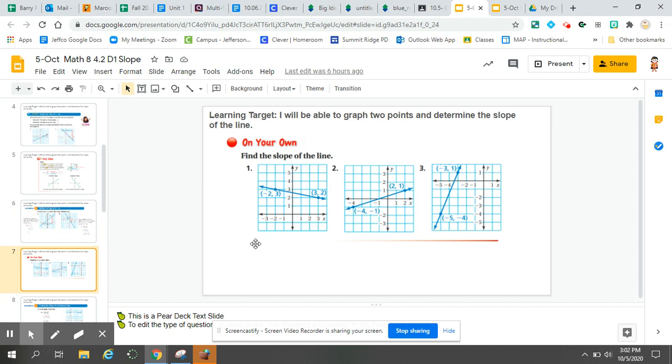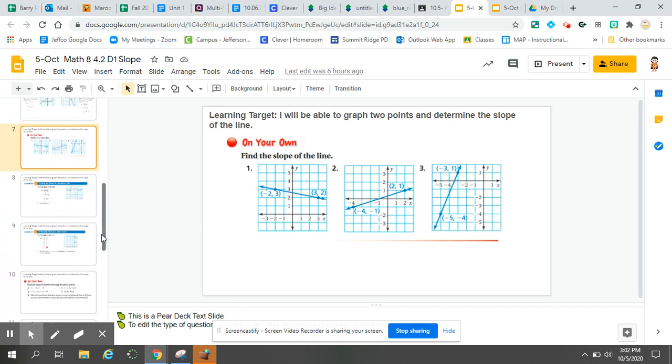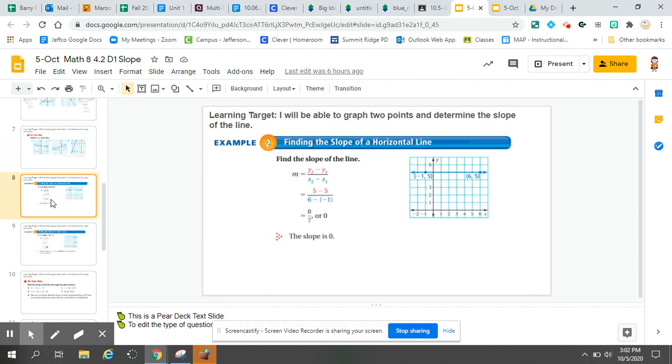Over here, I wanted you to take a few minutes, find your slope, remember to draw, and it's always a right triangle underneath your slope line. And let's see if you can get some of the slopes. Don't worry, it's not being graded, it's just you practicing.